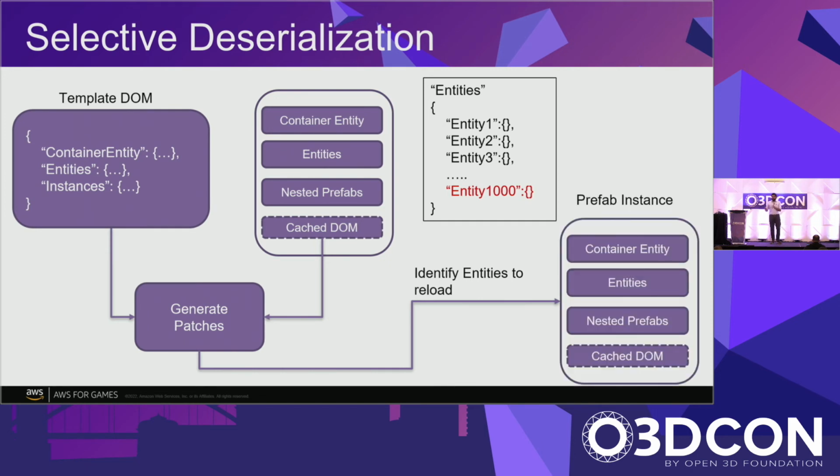So, and then reload the instance with that data. So instead of reloading everything within the prefab, now we are reloading only the things that are actually getting modified. And as you can guess, this is a big optimization and the wins are huge. Oh, and the final thing that we do is update the template DOM to be the cache DOM again, so that it can be used for the next change that will come in.